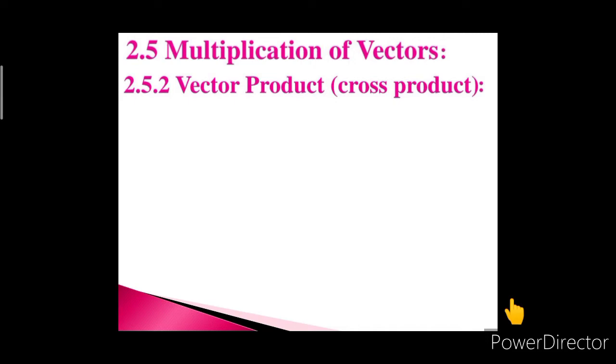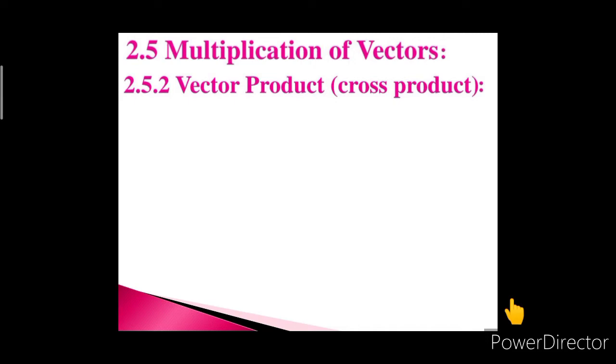We had seen in the scalar product that when two non-zero vectors are multiplied, the result of the multiplication is a scalar quantity only. But here in the vector product, when two non-zero vectors are multiplied, the result of the multiplication is obtained as a vector quantity. That means the result has magnitude as well as direction.